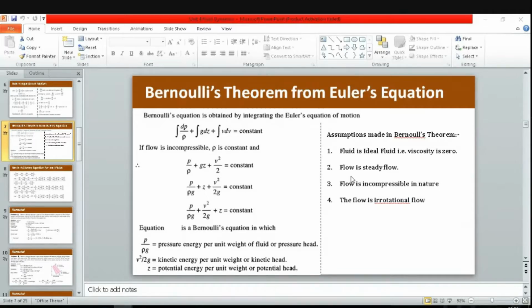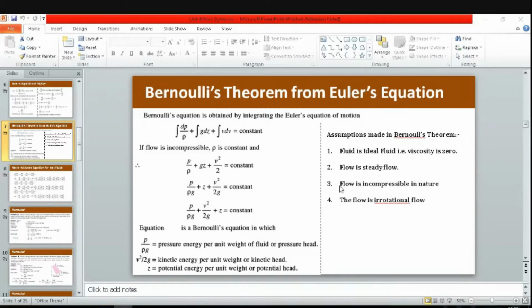Remember, in a steady flow of an ideal incompressible fluid, the total energy head always remains constant. This total energy head is the sum of pressure head plus velocity head plus datum head. So pressure head plus velocity head plus datum head, that is the total energy head, is constant.